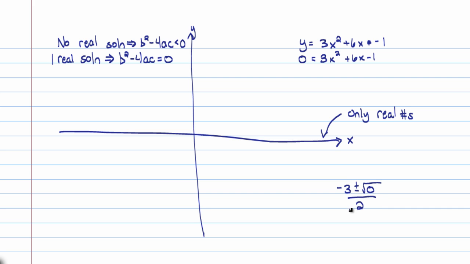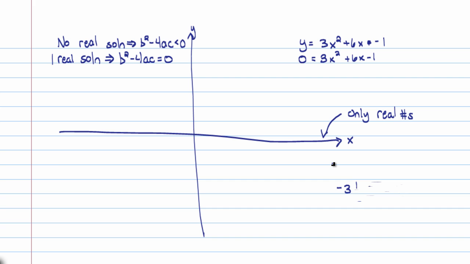Well, notice that in this expression here, you get -3/2. There's no plus or minus. There's only 1 solution. So it does happen that if what's underneath the root is 0, then you only get one solution to your quadratic equation.